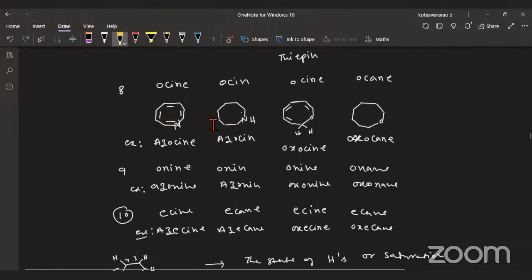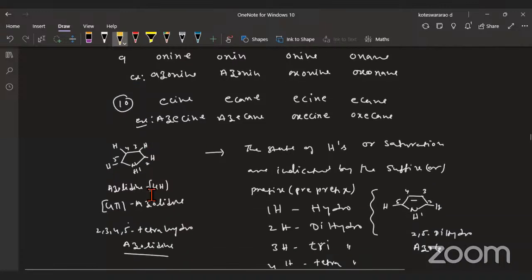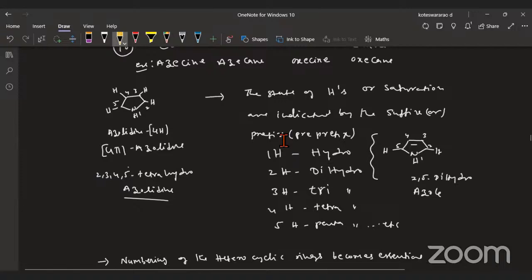For the 8-membered ring: azocine, oxocine, azocane, oxocane. This is the 8-membered ring. Similarly, we can take the 9-membered ring: azonine, oxonine. Like the 10-membered ring: azecine, oxecine. Like that, we have given several compounds here as examples.